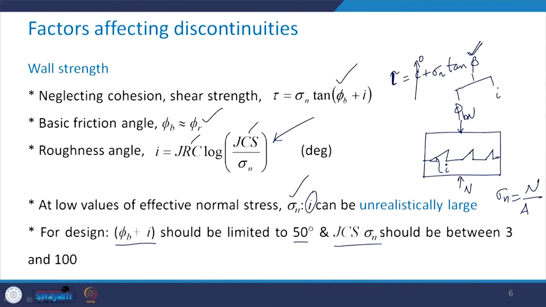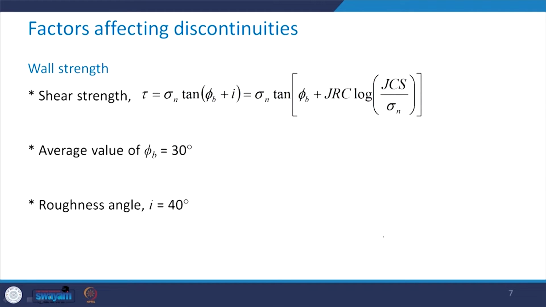And this quantity JCS upon sigma n should be between 3 and 100. Please remember these things: phi b plus i should be limited to 50 degrees, and JCS upon sigma n should be between 3 to 100 for design purposes.